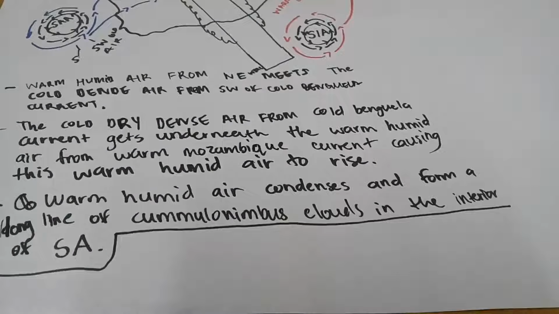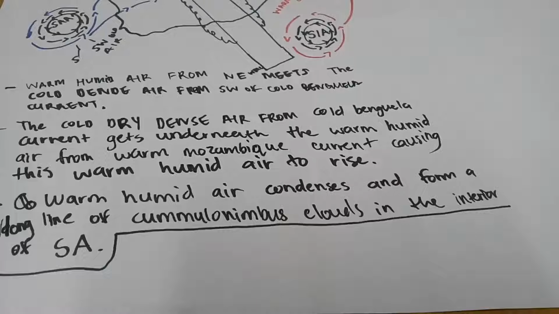Yes, so warm humid air from the northeasterly warm Mozambique current meets the cold dense air from the southwesterly direction of the cold Benguela current. As I told you, the cold dry dense air from the cold Benguela current gets underneath the warm humid air from the warm Mozambique current, causing this warm humid air to rise. Warm humid air condenses and forms a long line of cumulonimbus clouds in the interior of South Africa.